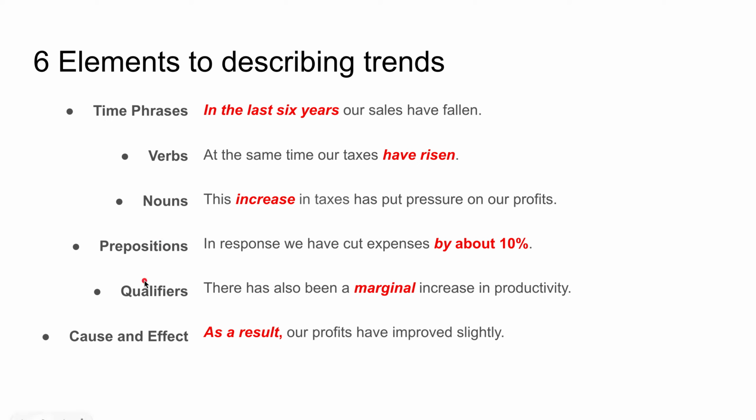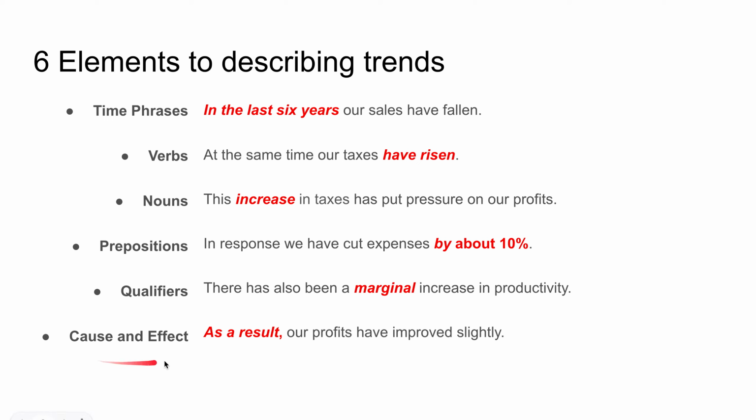Next, we can use qualifiers. These are adjectives and adverbs to also specify, less precisely, the amount of change. For example, there has also been a marginal increase in productivity. Here, marginal is imprecisely specifying the amount of change. Again, qualifiers are adjectives and adverbs.